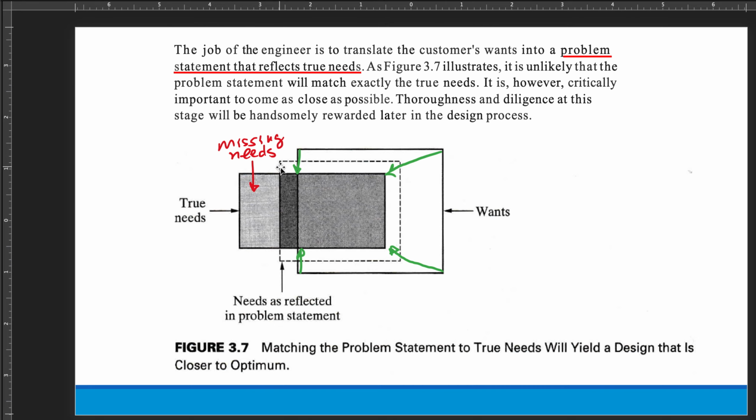So the problem statement probably needs to be increased and moved out to incorporate everything, including the true needs, not the wants, but the true needs of the project. Remember, the true needs is this dark gray area consisting of these three sections here. So something to think about when you're talking to your customer.